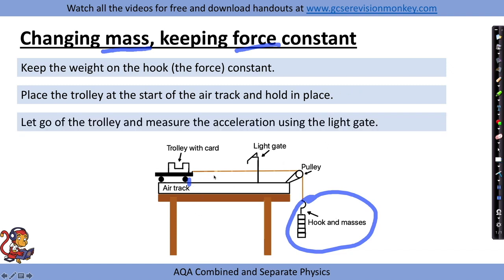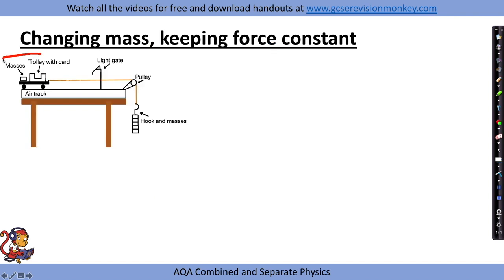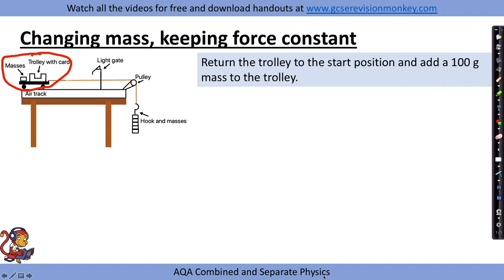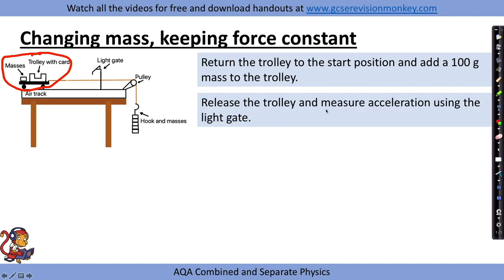We then let go of the trolley and measure the acceleration using the light gate, and that will give us our first reading. Because we need to change this part of the system if we want to investigate how mass affects acceleration, this is where we're going to change the mass of the trolley. So you can see here I've added one mass to the back, and then we're going to repeat the process. So return the trolley to the start position and add a 100 gram mass to the trolley. Release the trolley and measure acceleration using the light gate.